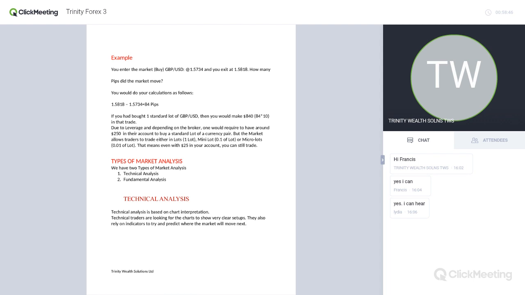So if you had bought one standard lot of GBP/USD, then you would make 84 times 10, because you said 1 pip is plus or minus $10. So you multiply the number of pips by the amount per pip. And GBP/USD, this is not news, sometimes can even move 150 pips in a day. You just need to be on the right side of the market. It really moves.